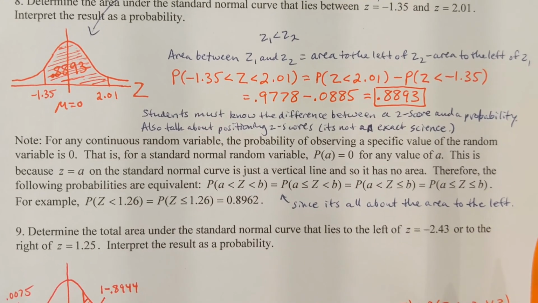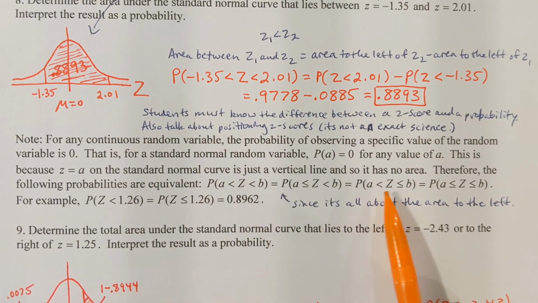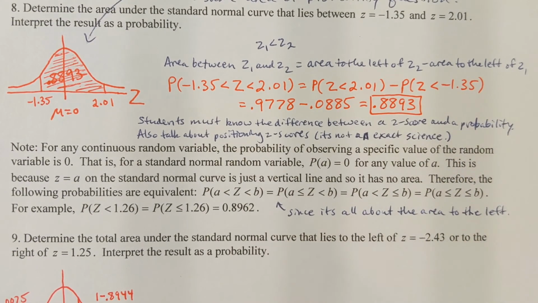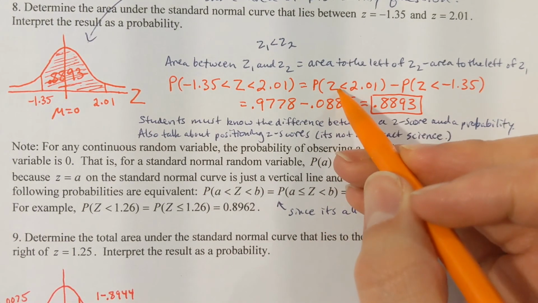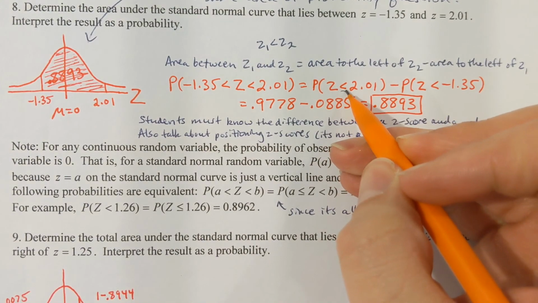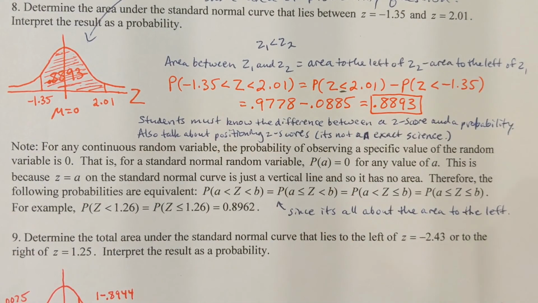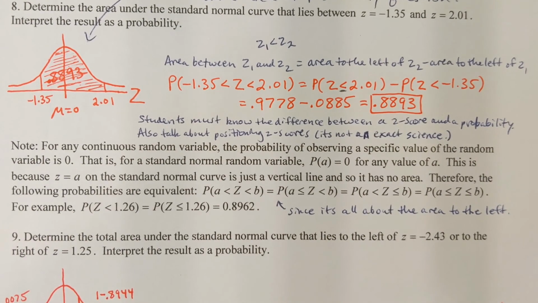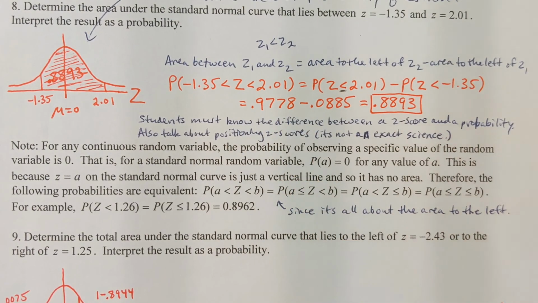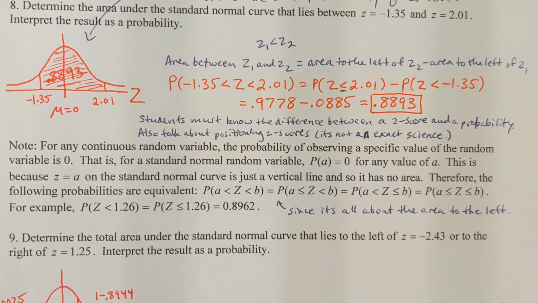Also, equal signs don't matter in the event of a continuous random variable. So if I had an equal sign right here, if this were a less than or equal to, that wouldn't affect anything. I would still get the exact same answer as you see here because my procedure is going to be exactly the same. I'm still going to go to the chart and look up the area that is to the left of 2.01, and it's going to be that same number, 0.9778. Equal signs don't matter in the event of a normal random variable, because it's all about area to the left.